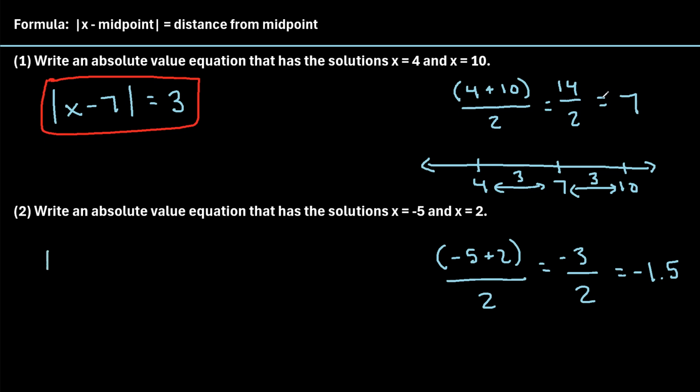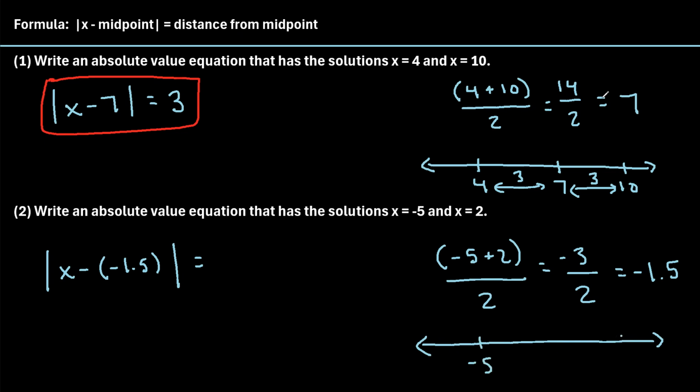So for our equation, we can write the absolute value of x minus negative 1.5. And then we can set that equal to the distance from either solution to the midpoint. So again, it helps if we draw a number line, just so we can visualize it. If we have negative 5 right here, we have 2 somewhere out here, we just found that the midpoint is negative 1.5. So what's the distance from either solution to the midpoint? Well, the distance from negative 5 to negative 1.5, that's 3.5. And similarly, the distance from negative 1.5 to a positive 2 is also 3.5. So 3.5 is what we will write right here.